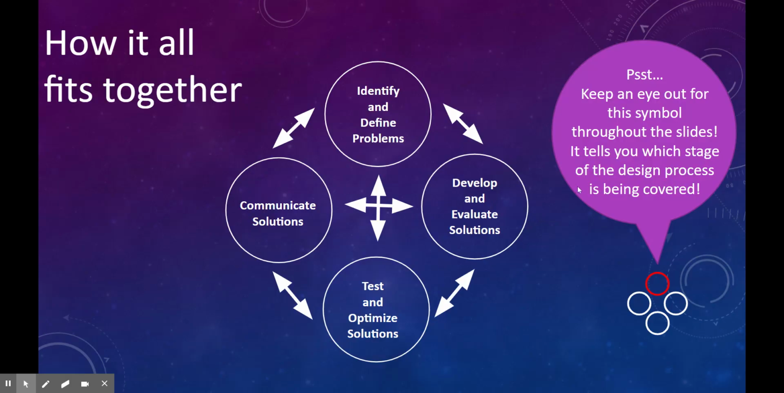Those arrows show that. All right, we are going to look at a case study. And as I'm moving through the PowerPoint, you are going to see a little red circle light up. This top red circle means identify and define. This one next here on clockwise is develop and evaluate solutions. Then this is test and optimize solutions. And then this one right here is communicate solutions. Okay, so keep your eye out down here because this will represent where we are.